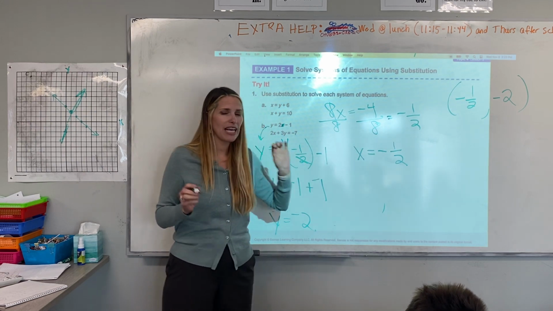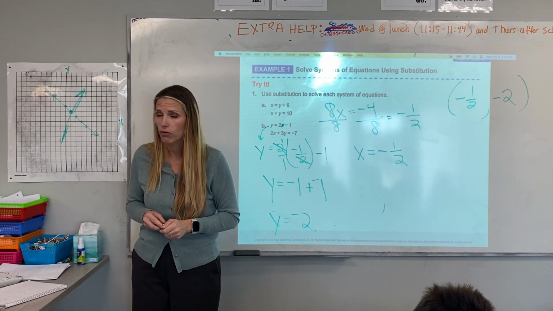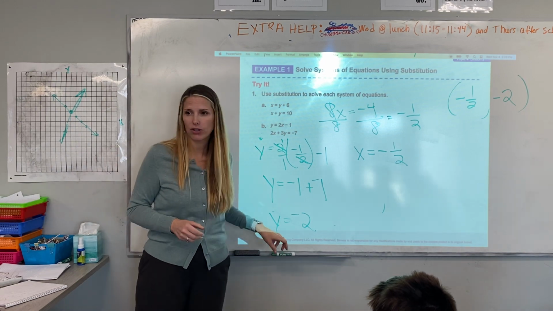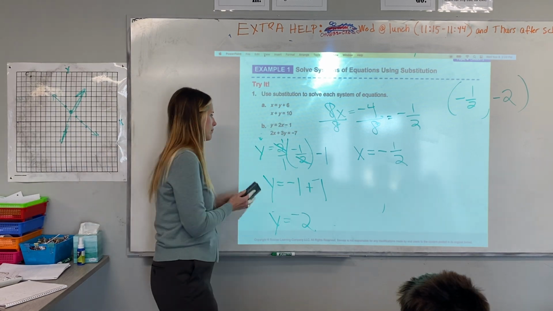That is my solution. If you ever wanted to check to make sure you did it right, just plug it back into your equations and make sure it works. Make sure the equal sign is true.